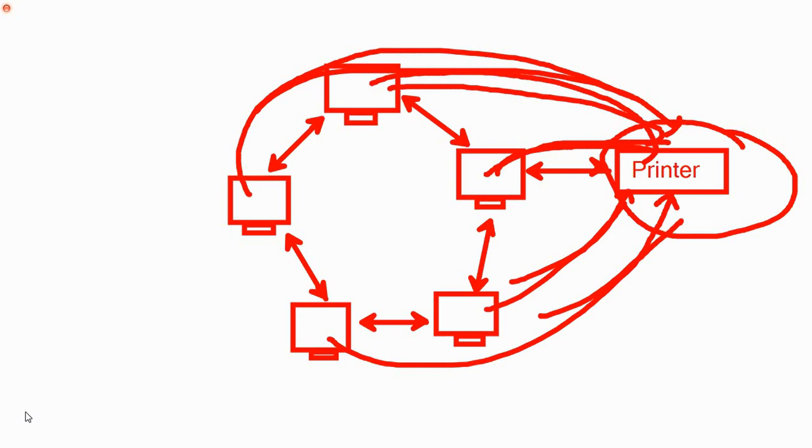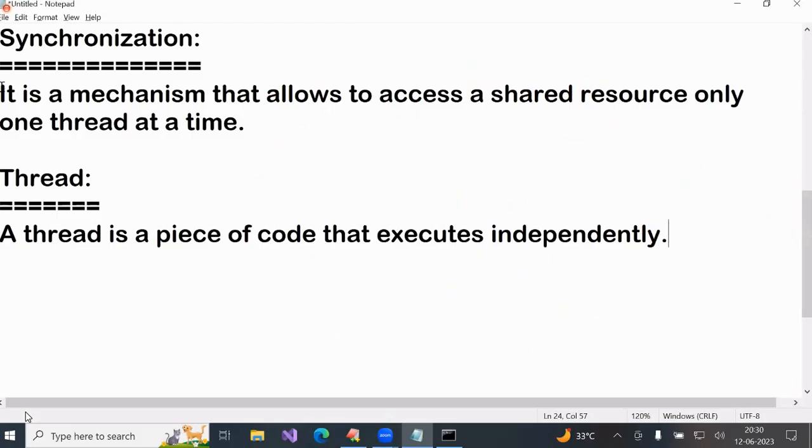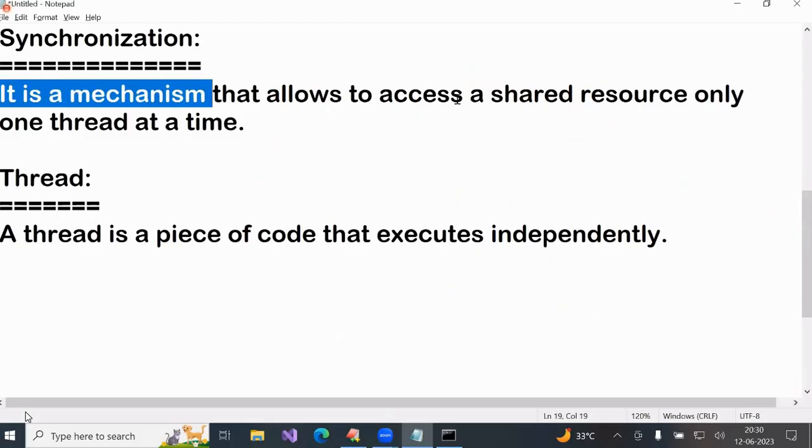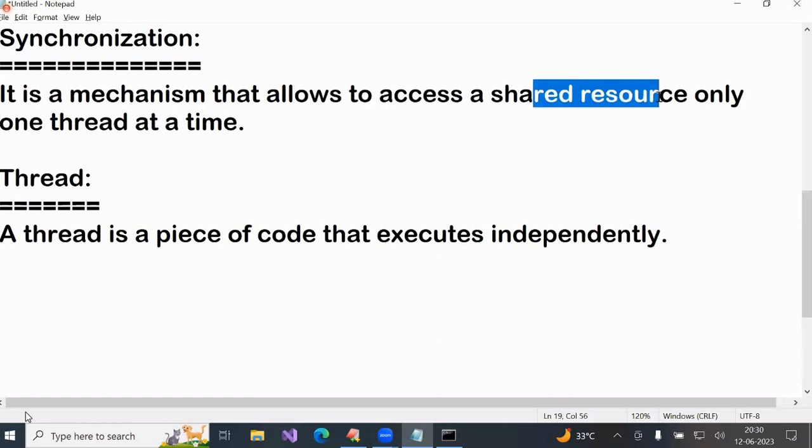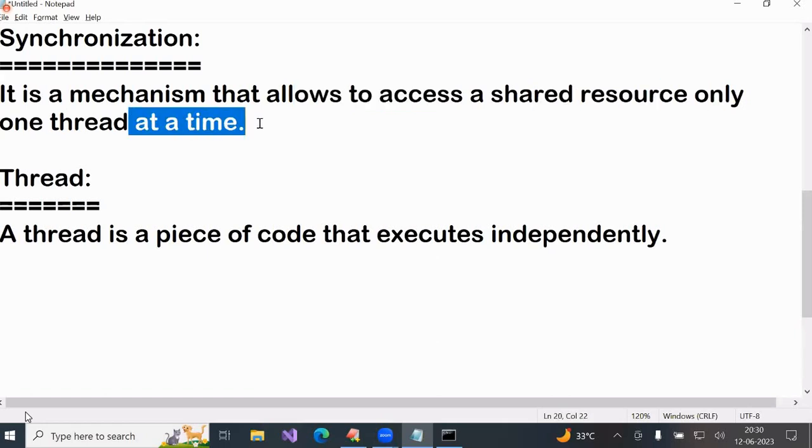That is synchronization. It is a mechanism that allows to access a shared resource only one thread at a time. At a time, one thread only can use. At a time, all cannot be used. Because of synchronization, one by one only allows. Some situation, one by one required. Some situation, all at a time required. Like that, so many situations are there.